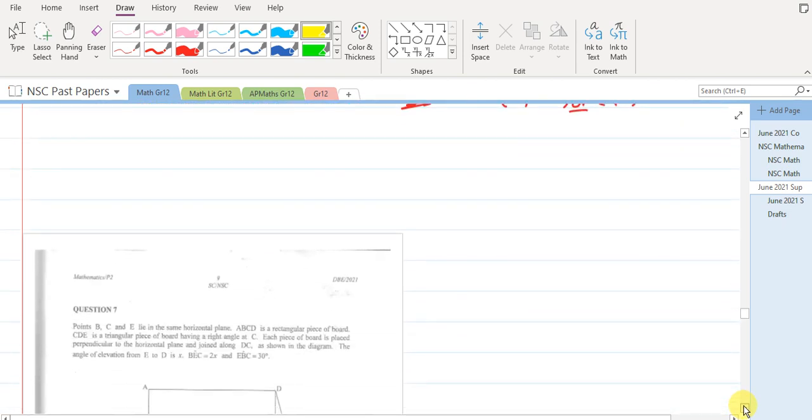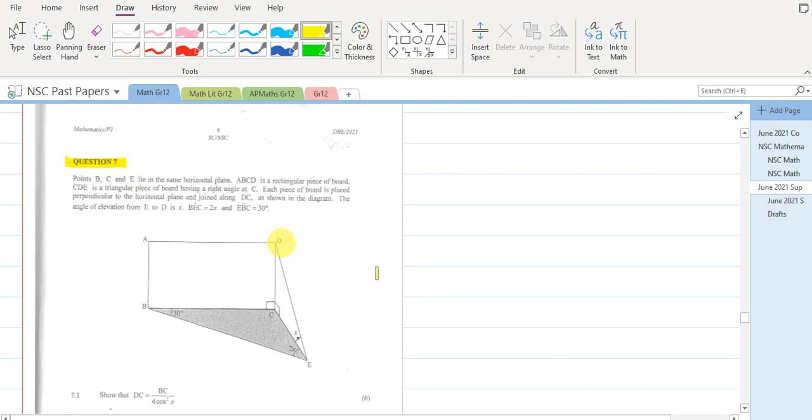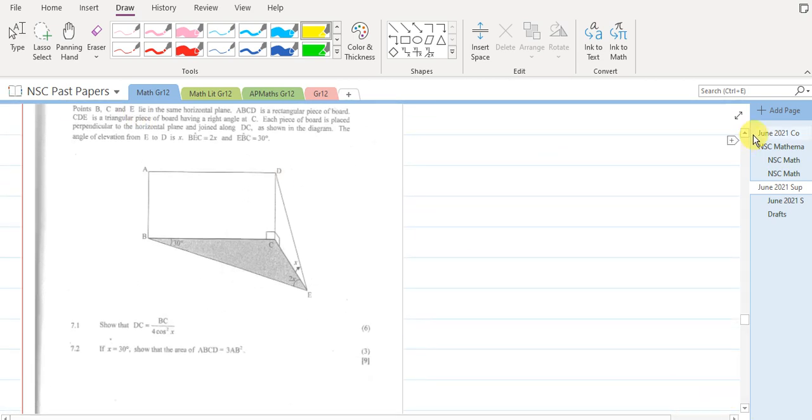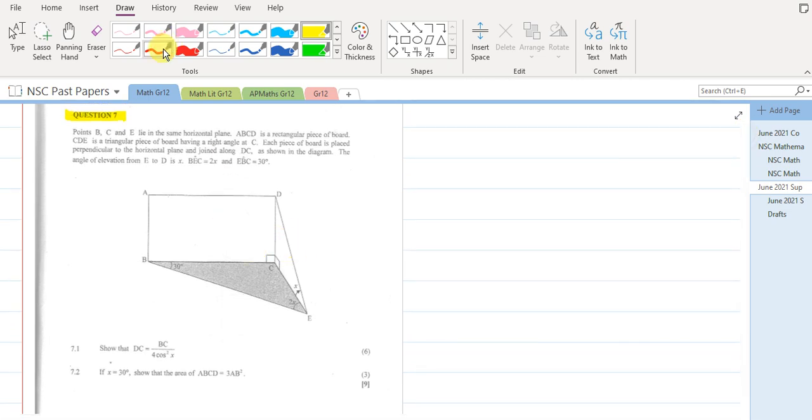Right, let's look at the next question, which is question 7. Right, so in question 7, what we have here? Yes, 3D. So we have points B, C, and E lie in the same horizontal plane. ABCD is a rectangular piece of board. So this length is equal to that length, and AB is equal to CD. Correct. So you can see we can transfer the information from CD to AB.